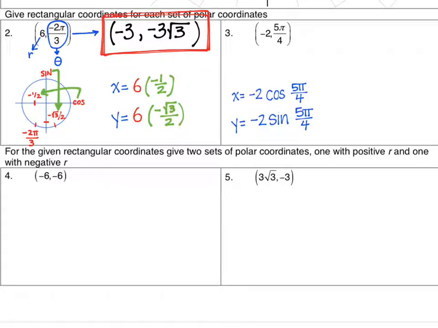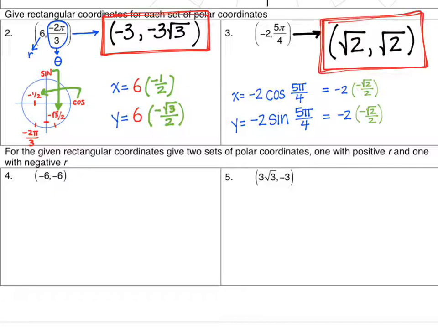Doing the same thing with problem number 3 and plugging in for the radius and the angle. You might again have to look at a unit circle, but you need to have those things memorized. That's something we've been doing all year, ever since we started trig. And we get that the answer here for the rectangular coordinates is √2.